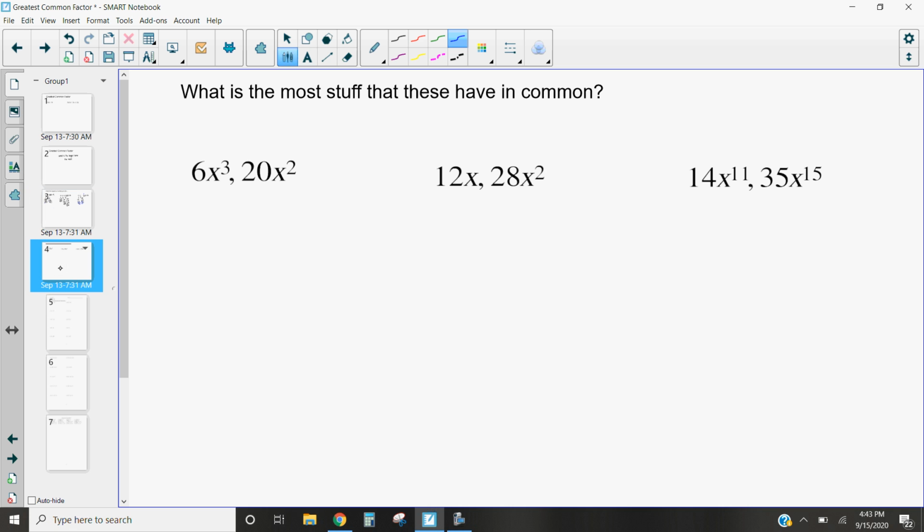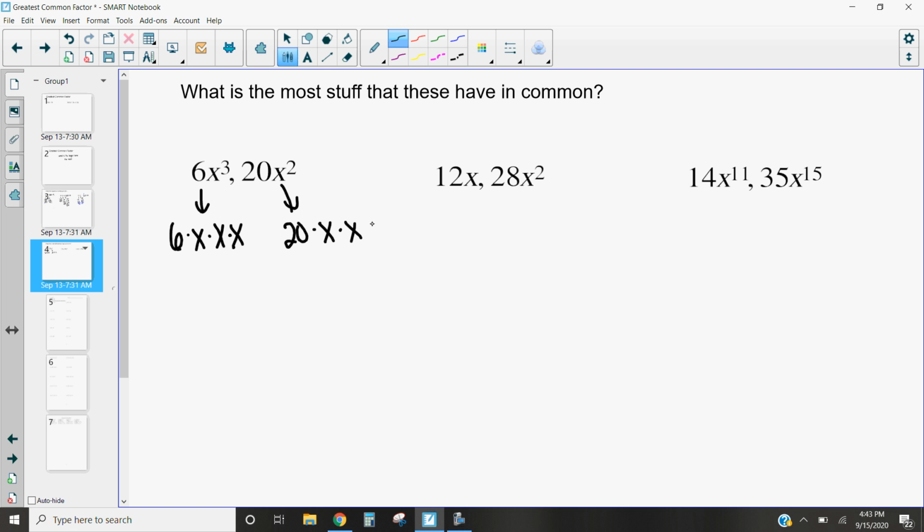Now we can do this exact same thing when we have polynomials. And in this case, we're going to look at some of these situations in which we have these monomials. So what's the most stuff that these have in common? Well, this one is 6 times x times x times x. And this one is 20 times x times x times x. Or 20 times x times x.